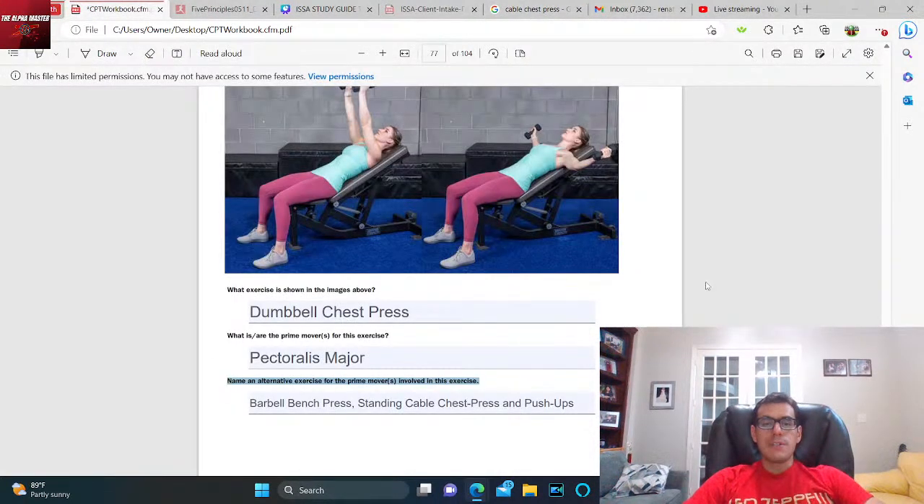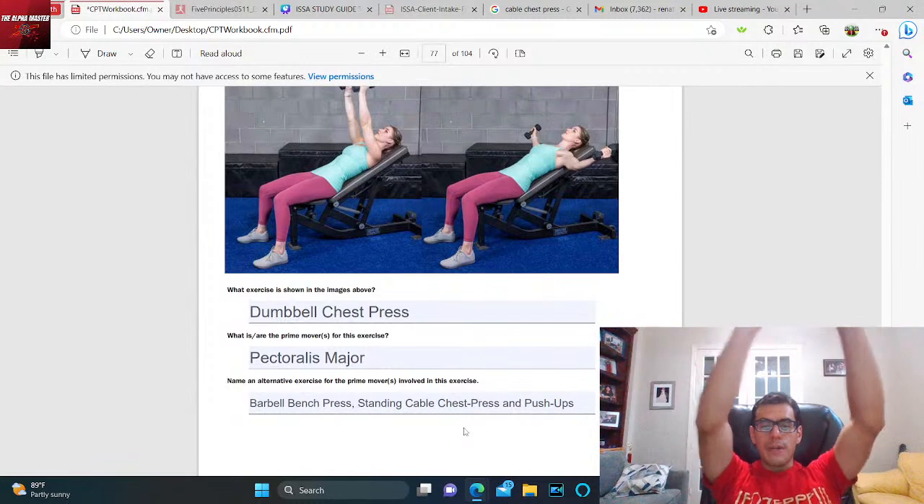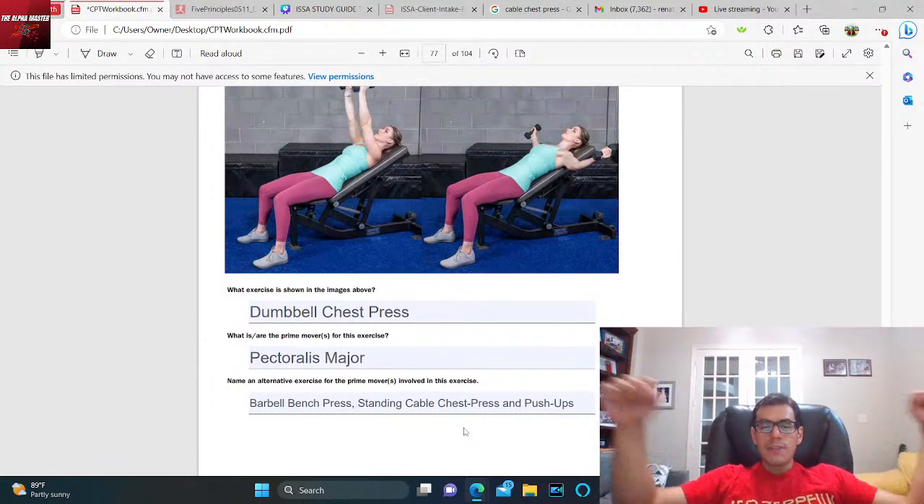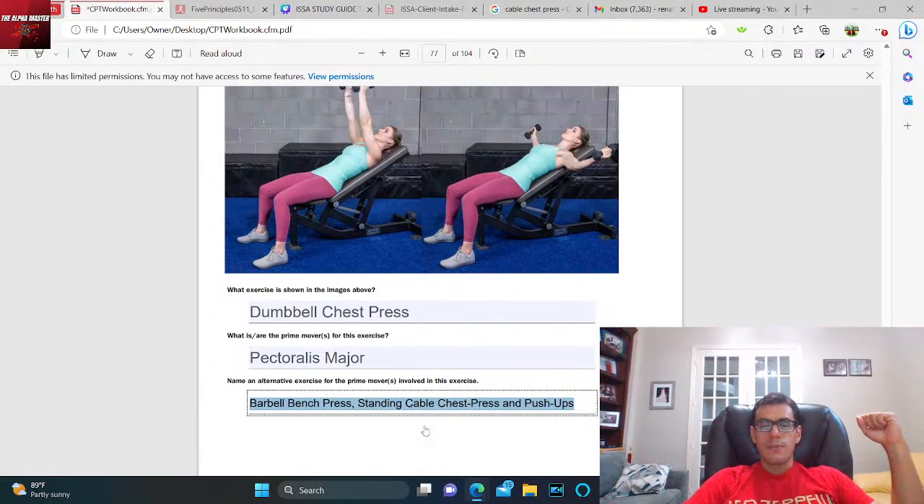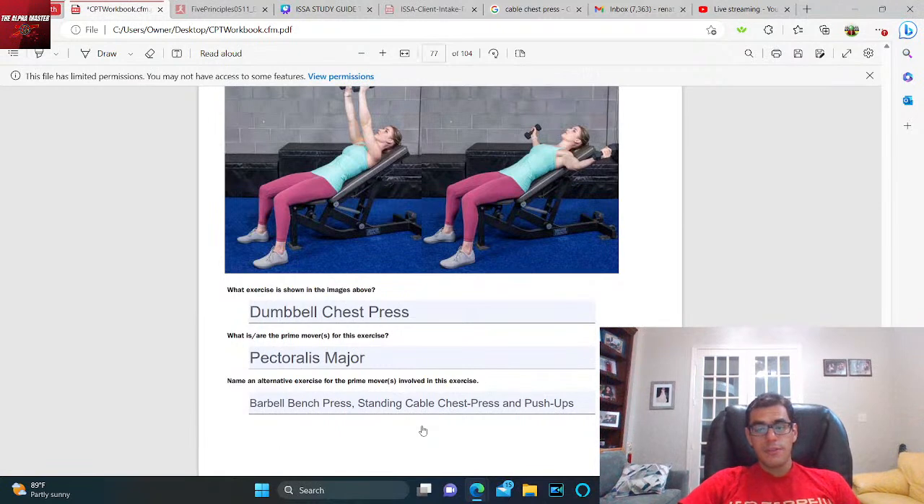It's going to be horizontal. Dumbbell chest press. The prime mover in this exercise is going to be the pectoralis major. It's within 45 degrees. An alternative exercise for the prime movers involved in this exercise is going to be the barbell bench press, the standing cable chest press, and the push-ups.